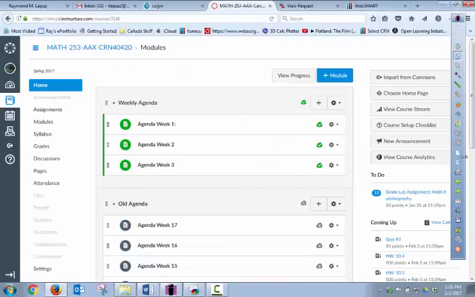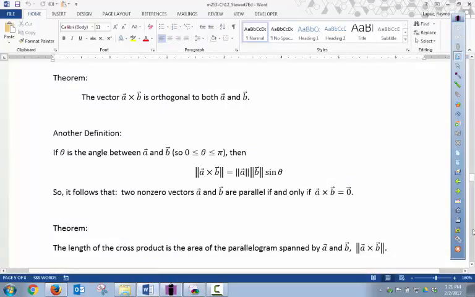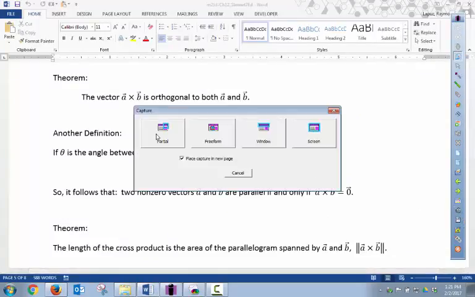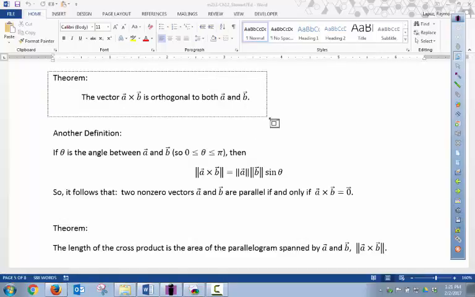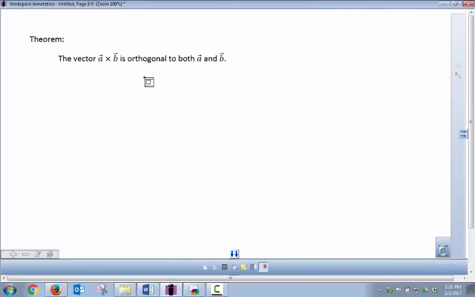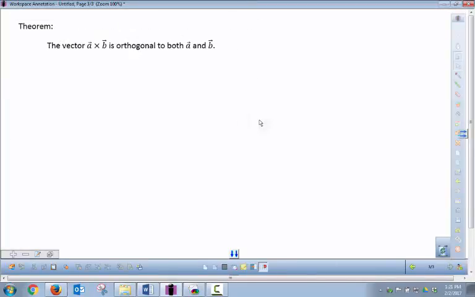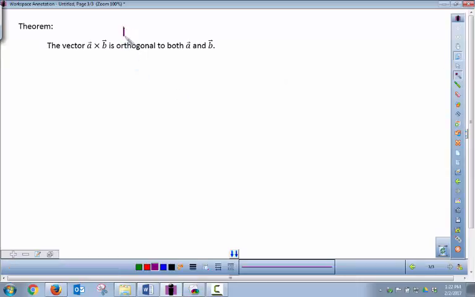So that turns out to be an important theorem for us. The dot product is only 0 when the vectors are perpendicular? If it's perpendicular, then the dot product is equal to 0. So, remember the word orthogonal means perpendicular? So the vector A cross B, that's the resulting vector you get from the cross product, is perpendicular to both A and B.